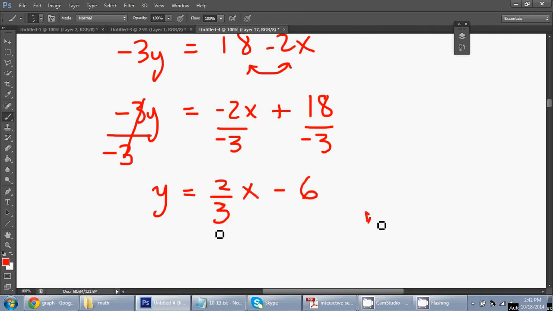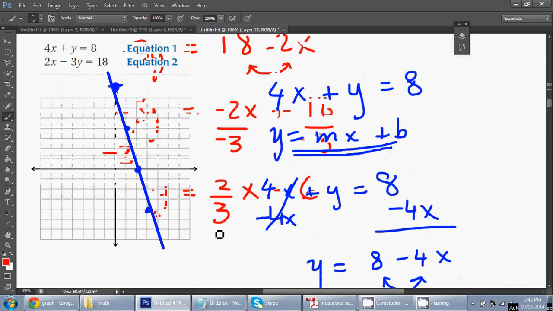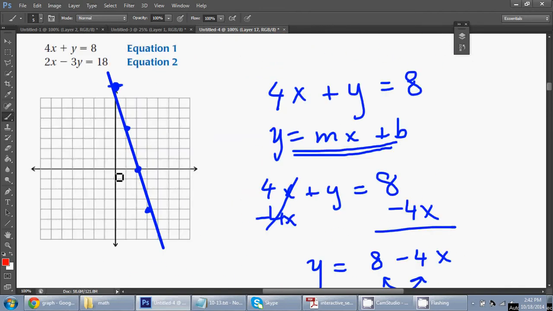We know b is negative 6, so this is b. We know m is 2/3, that's m. And now we can just graph it. So if we go up to the graph, go to b is negative 6, 1, 2, 3, 4, 5, 6 down here. The slope is 2/3. That's 2 over 3. That's rise over run. So you go up 2, rise, 1, 2. To the right 3, run, 1, 2, 3. And then you put it right here.